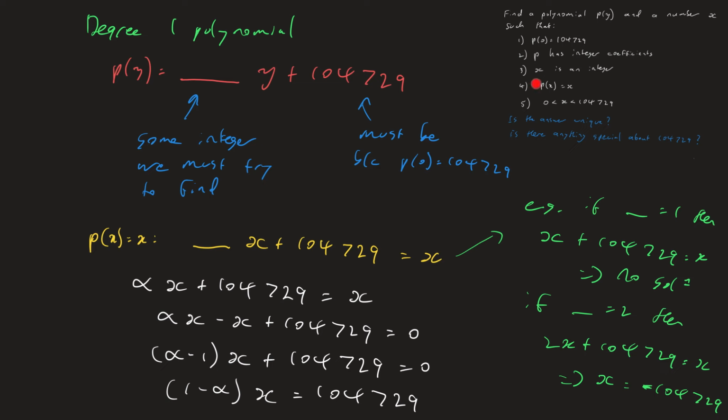And so I have got a single integer solution, but it lies outside the required range of x strictly between 0 and 104,729. So the choice of 1 or 2 in here doesn't work. Can I find a number that does work?